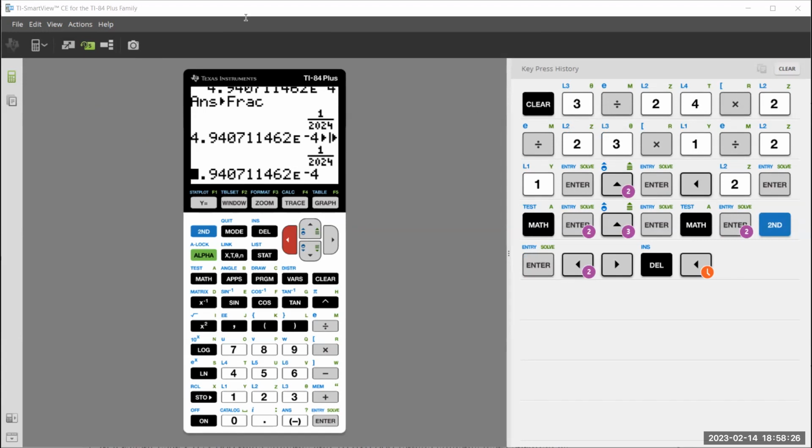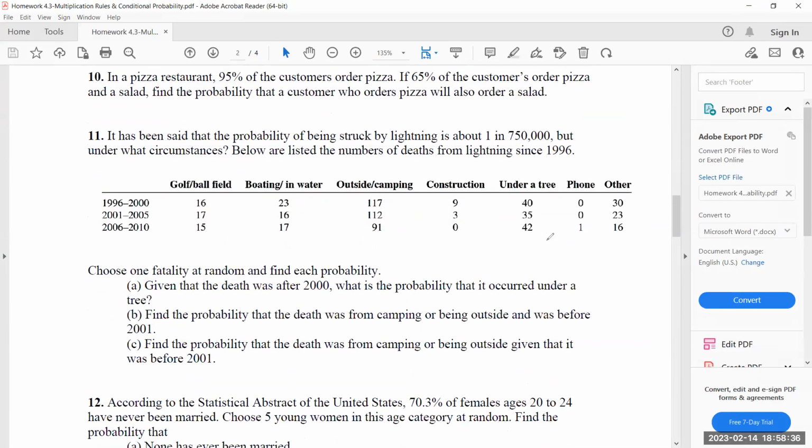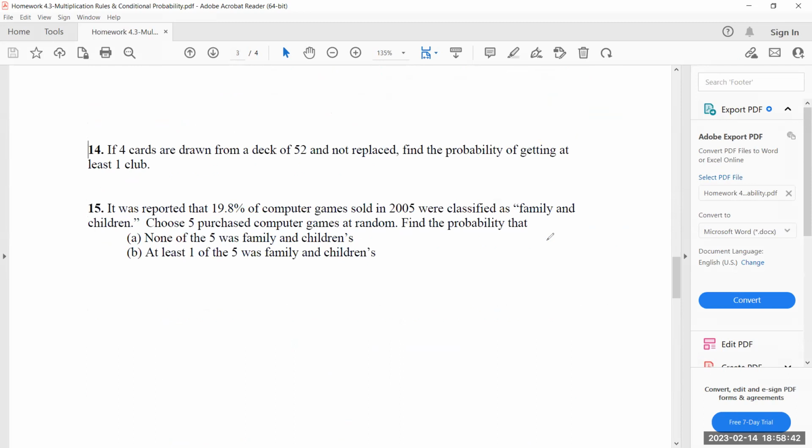Okay, all right. Let's see what we've got here. 15, you said? Correct. Let's take a look at 15. Oops, not the answer key. Let's take a look at the question. It is reported that 19.8% of computer games sold in 2005 were classified as family and children. Choose 5 purchased computer games at random. Find the probability that none of the 5 were family and children, or at least one of the 5 was family and children. Do you need help with both parts?